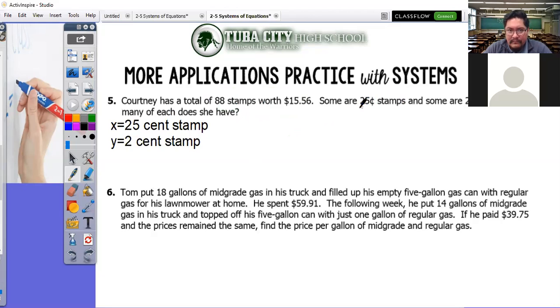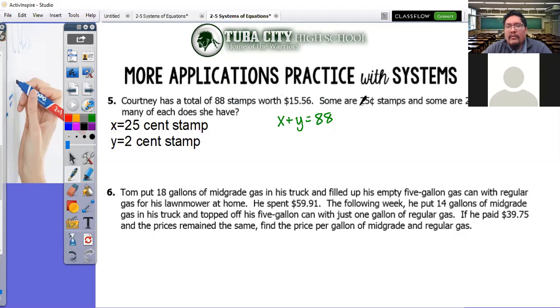Some of these are going to be out of order. So there are 2 things we're looking at: the value and the number of stamps. Right, so value and the number. So we're going to have to make an equation for each one. Now, it doesn't matter how much the stamp costs, one stamp is one stamp. So a 25-cent stamp and a 2-cent stamp, no matter what, they would always come out to be 88 because they're only worth one each.